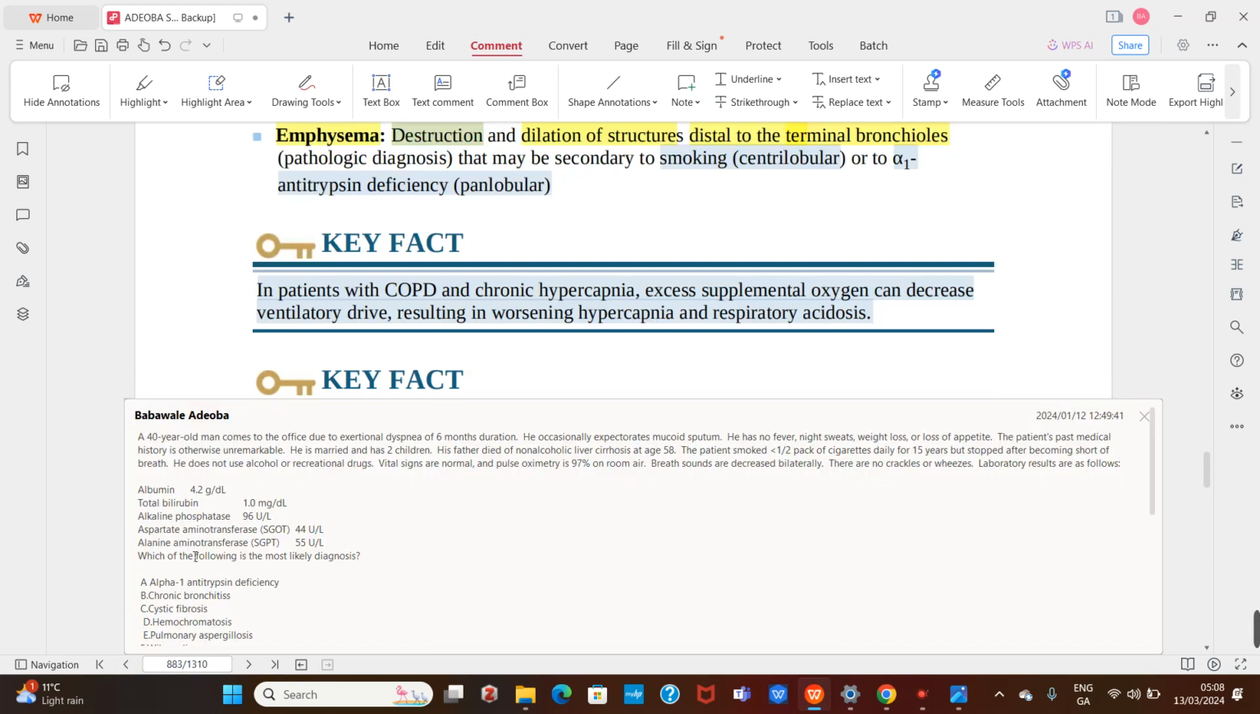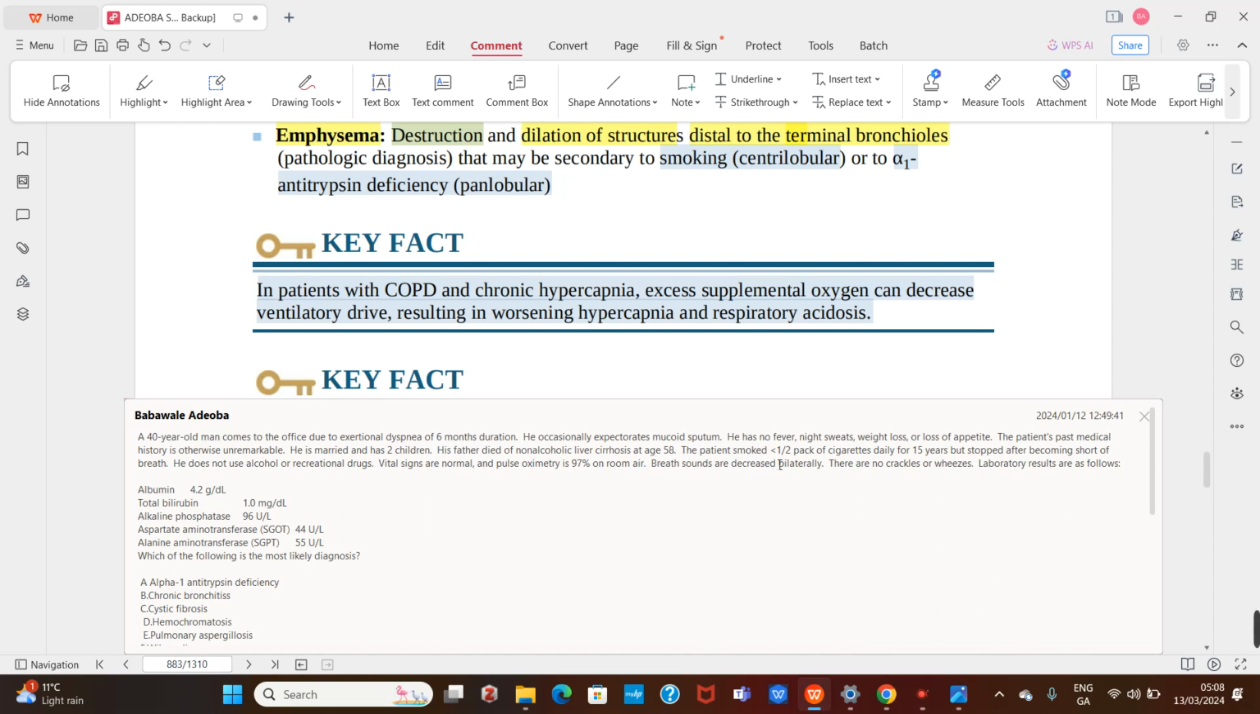Okay, so a 40-year-old man comes to the office due to exertional dyspnea of 6-month duration. He occasionally expectorates mucous sputum. He has no fever, night sweat, weight loss, or loss of appetite. The patient's past medical history is unremarkable. He is married and has 2 children. The father died of non-alcoholic liver cirrhosis at the age of 58.